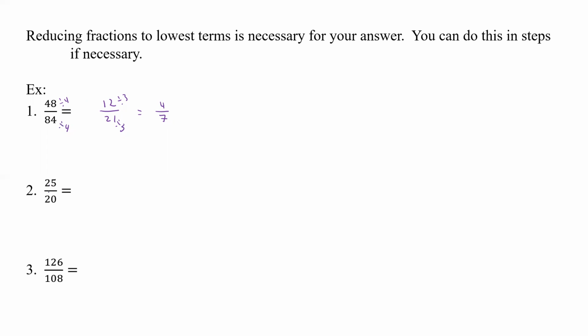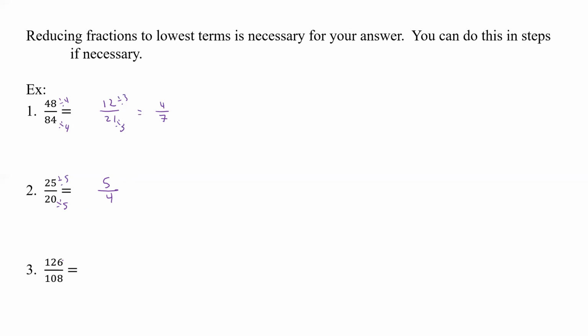So here we have 25 over 20. Well, if I think about that, 25 is 5 times 5, and 20 is 4 times 5. So it looks like if I divide both of those by 5, I can reduce it some. So 25 divided by 5 is 5, and 20 divided by 5 is 4. Now those can't be reduced anymore. 5 over 4 is as low as we can go for that answer.